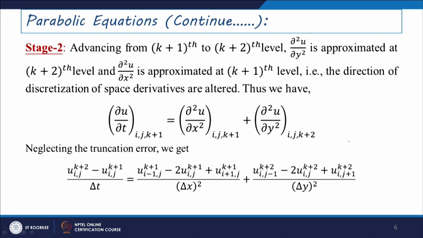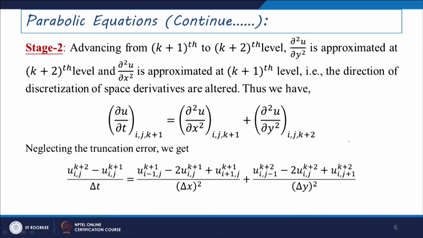u_ij to the power k plus r2 u_i(j+1) here. So, if you move further like stage 2, so advancing like k plus 1th to k plus 2th level, we have to consider here del square u by del y square is approximated at k plus 2th level, and del square u by del x square is approximated at k plus 1th level. If you see here this marching step here, so first we are moving this x coordinate at kth level here, and we are moving this one at k plus 1th level, again x coordinate in the k plus 1th level, again this is in the k plus 2 level. So, likewise we are moving here.